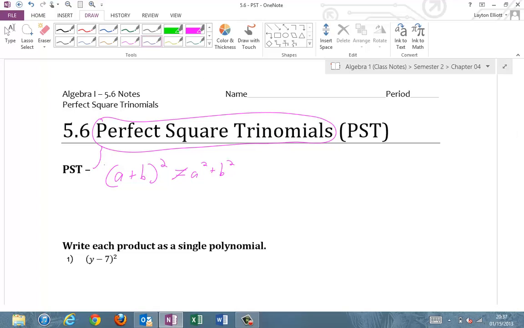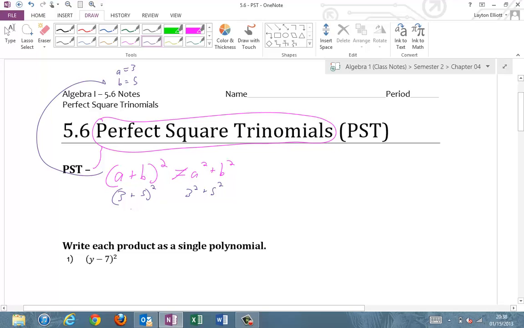I actually asked you guys a while ago to show by counterexample that that is not true. And the way you show by counterexample is you just say, let a be equal to any number, let's pick 3, and let b be equal to another number, let's pick 5. Plugging those in, is 3 plus 5 squared actually equal to 3 squared plus 5 squared? 3 plus 5 squared is 8 squared, which is 64, which is not the same as 9 plus 25.